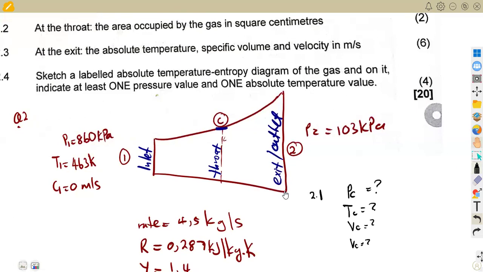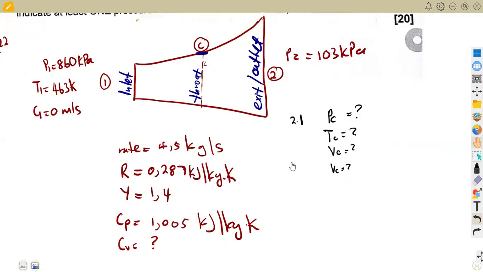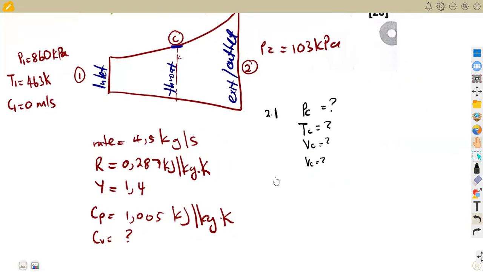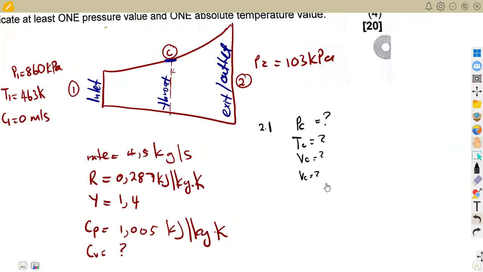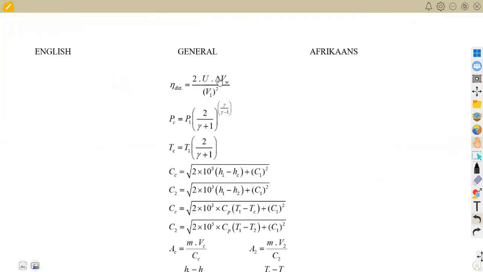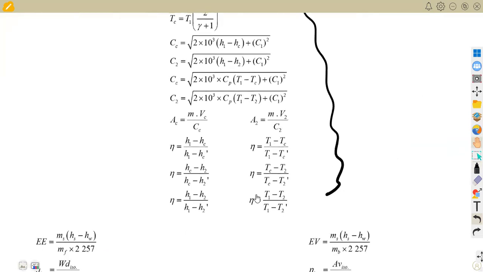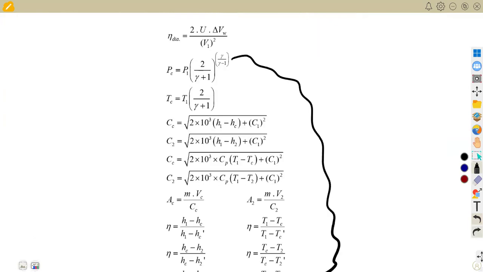We are asked to calculate the gas pressure, meaning the pressure at the throat, which is PC. So how do we calculate this? From your formula sheet, the last page, page number 5, we've got formulas listed about this part of the nozzles. All these formulas can be applied on the nozzles.